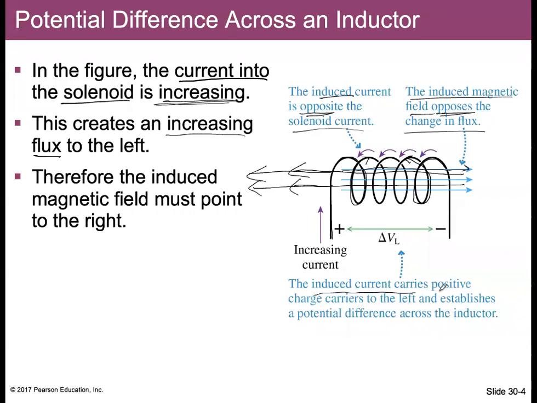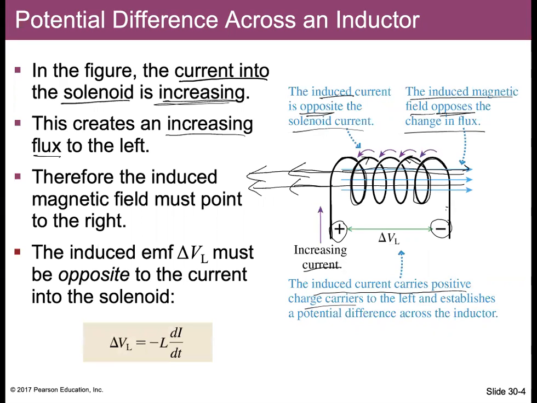The induced current will carry positive charges to the left and establish a potential difference between the positive on the left and the negative on the right, which is opposed to the potential difference that was before. So before, we would have had the positive charges going over here. That's due to current going from left to right, and a negative on this side. So what we see is the induced EMF, delta V sub L, must be opposite to the current in the solenoid. So we can write that as delta V sub L is equal to negative L di dt.